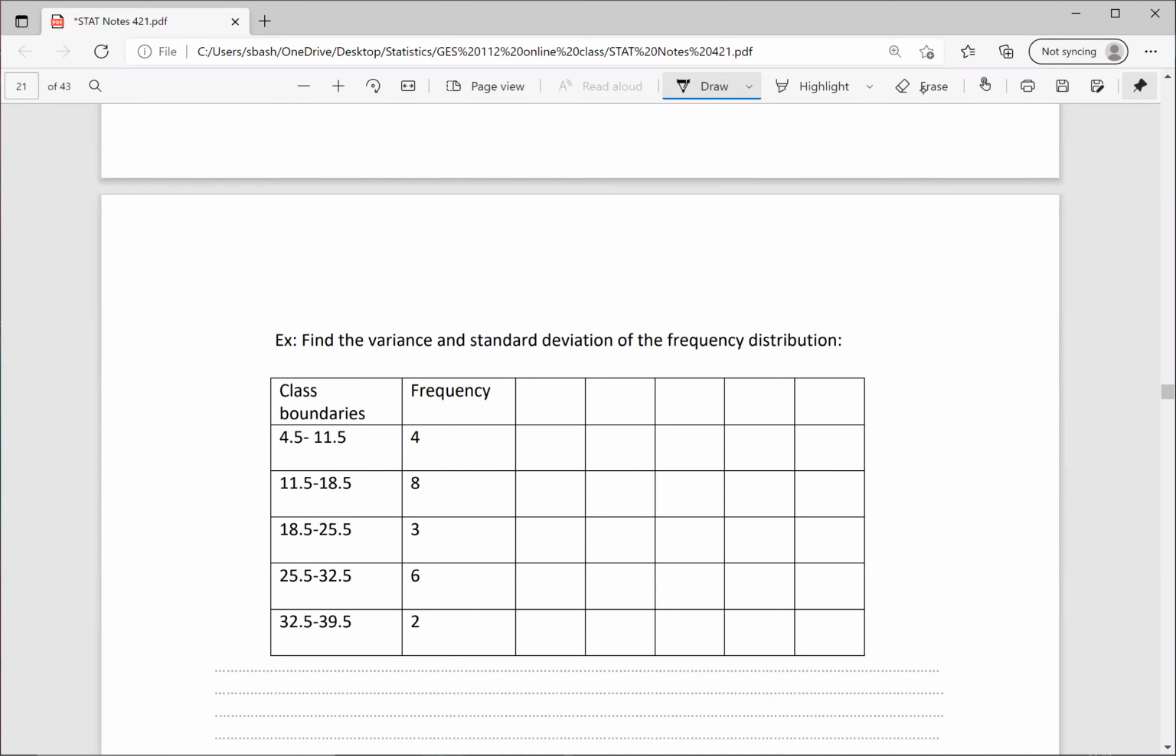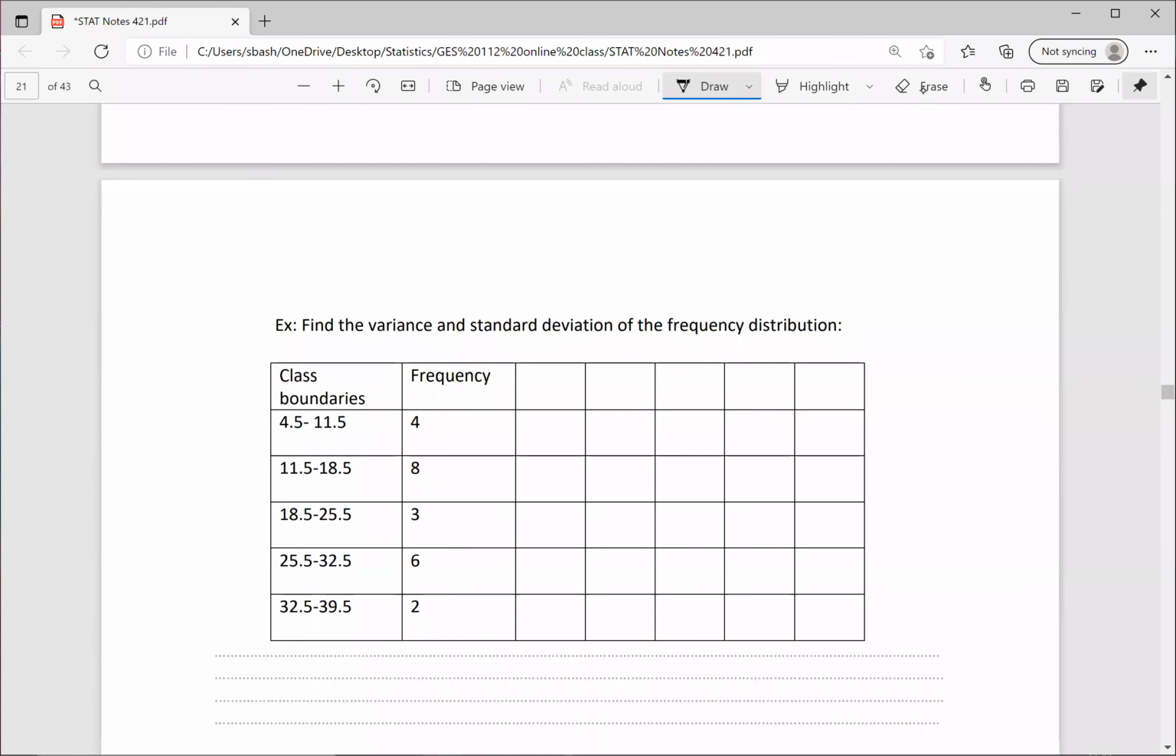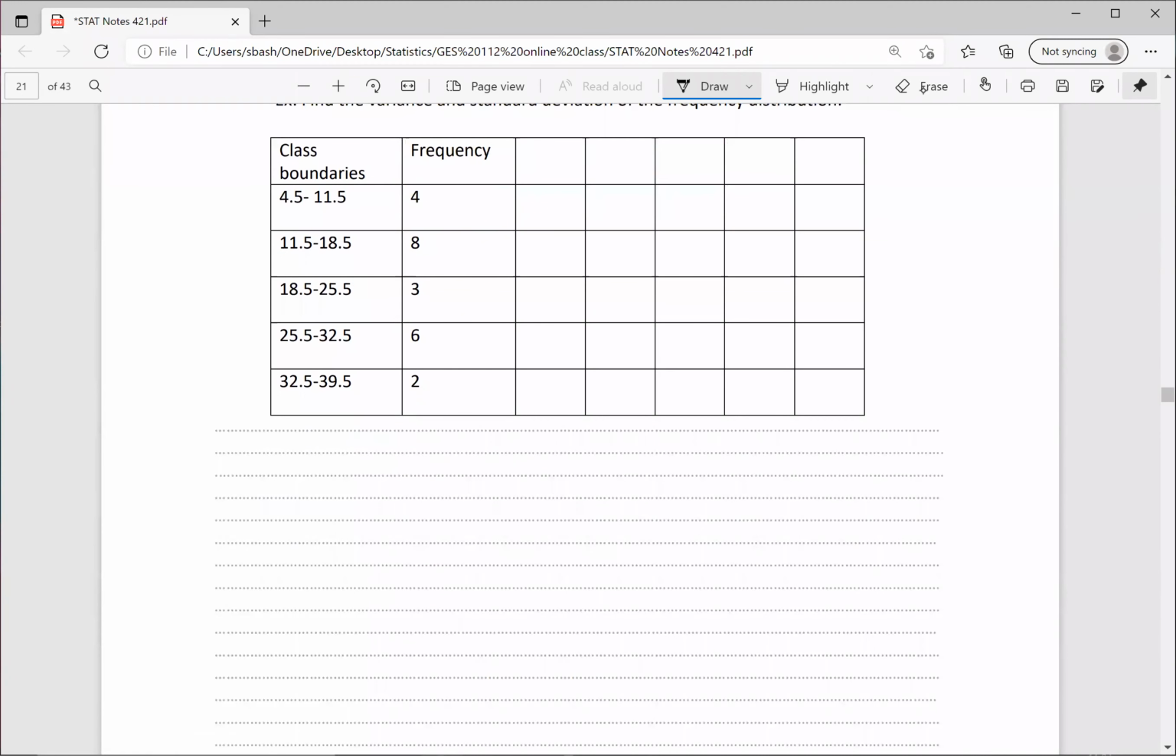As we mentioned in the last part, we need to find the variance and the standard deviation for grouped data. We gave one example, and this will be another example of how to find the variance and the standard deviation for grouped data. In the last part, we gave the formula for the standard deviation or the variance.